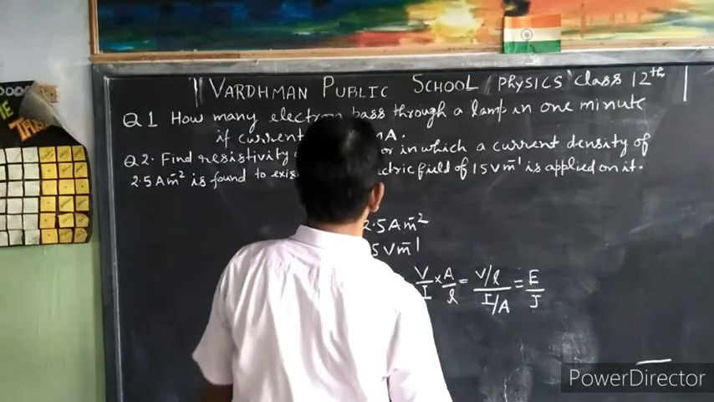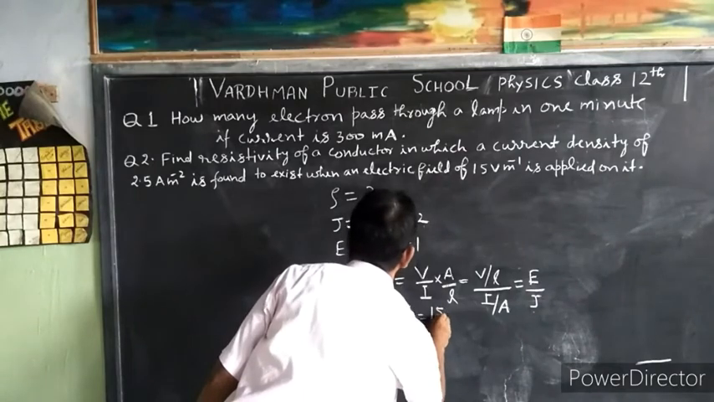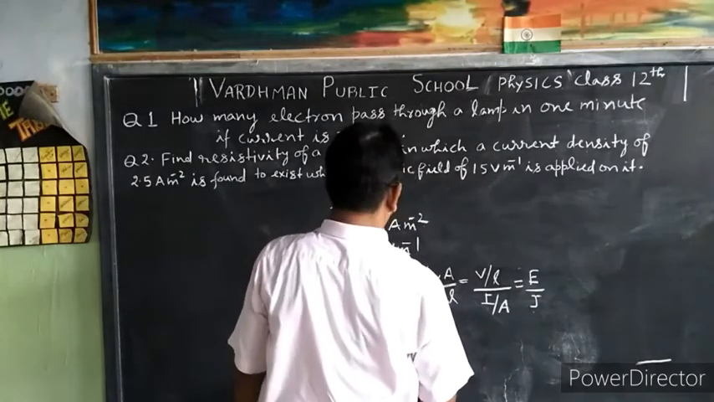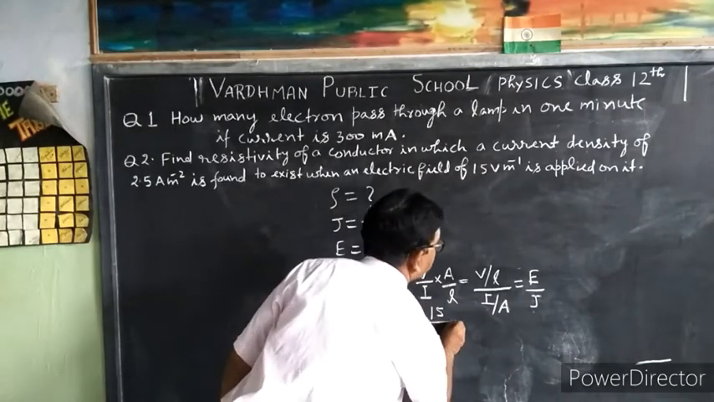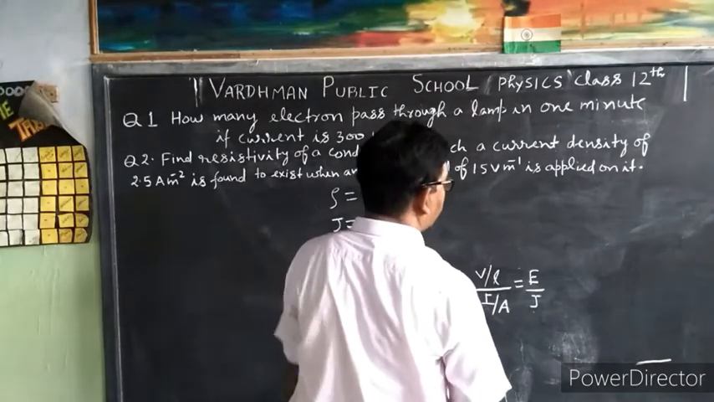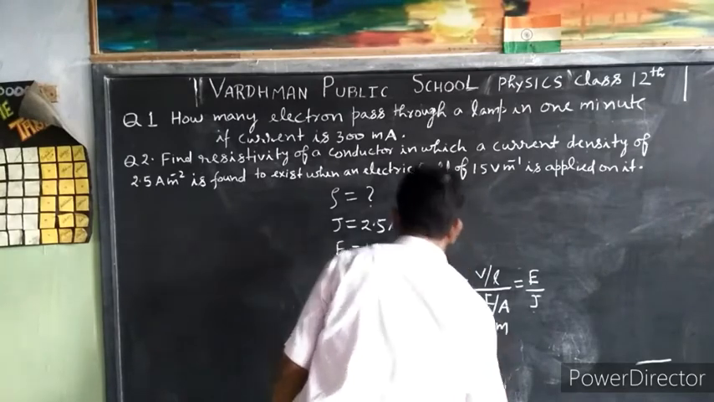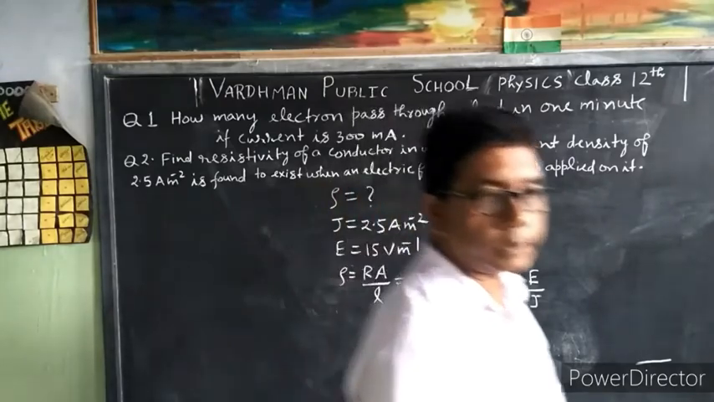Now we will put the value of E, 15 upon 2.5. When we solve this, we get 6 ohm meter. The unit of resistivity is ohm meter.